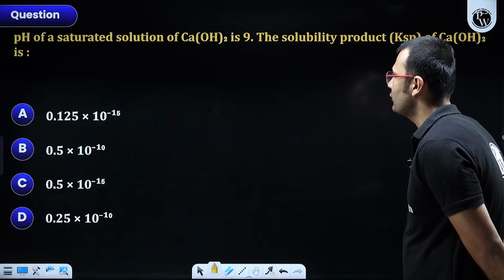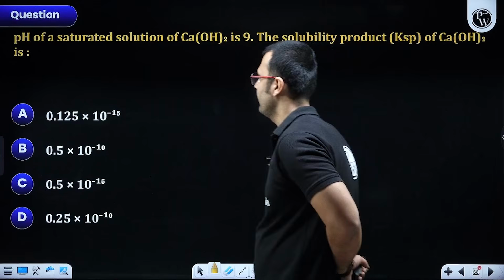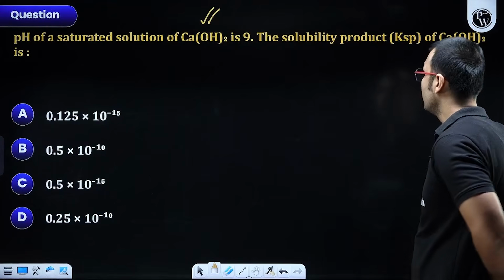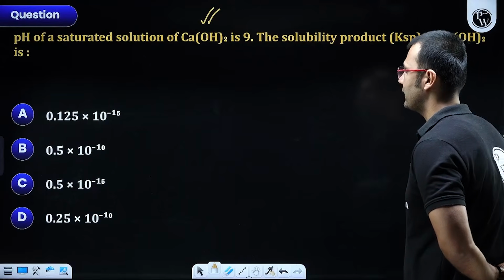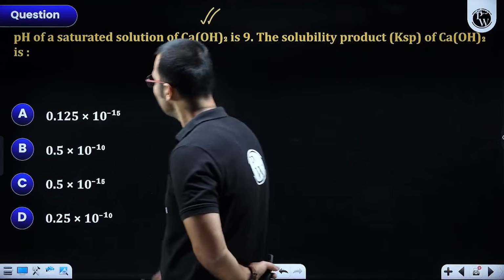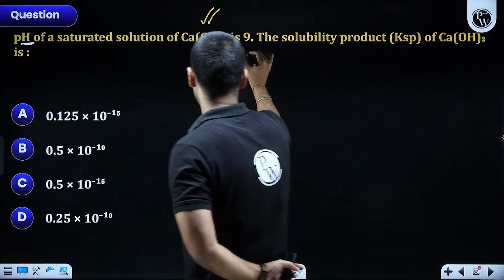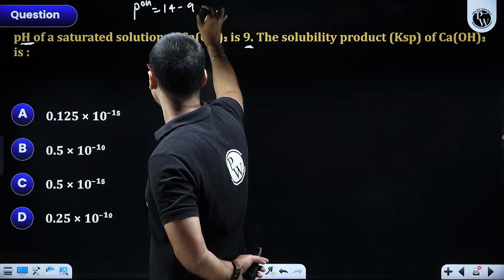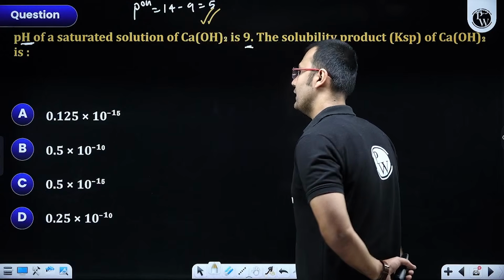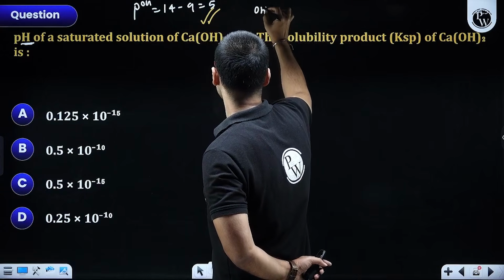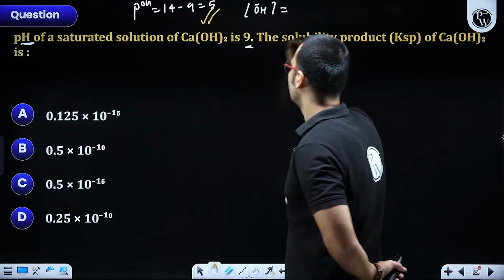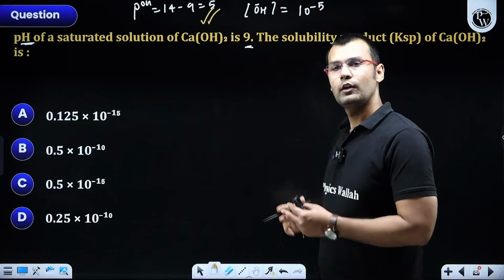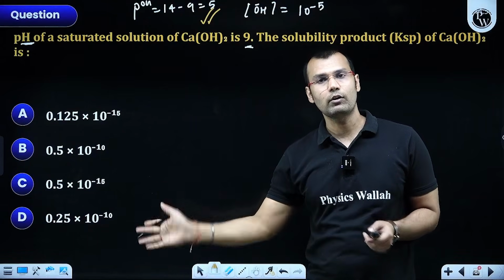The pH of a saturated solution of calcium hydroxide is 9. This time it is a connection of pH with solubility product. The solubility product Ksp of calcium hydroxide is. Now, if you know pH is 9, that means automatically pOH will be 14 minus 9, that is 5, right? And if pOH is 5, then automatically the concentration of OH minus in the solution is 10 to the power minus 5. This term is indirectly given. They have given pH. So from pH we can get pOH, and from pOH we can get the concentration of OH minus.